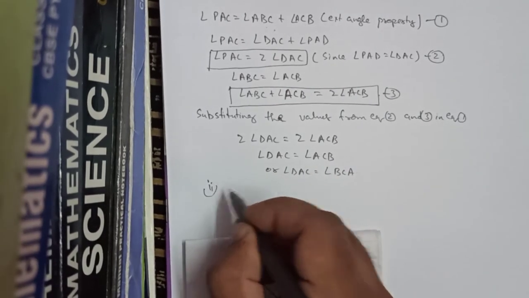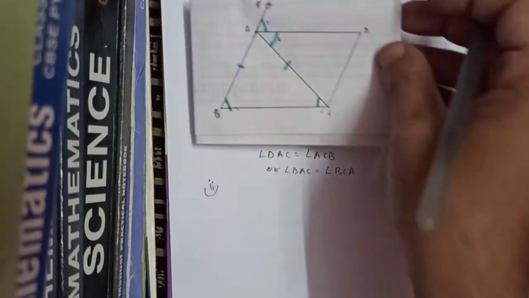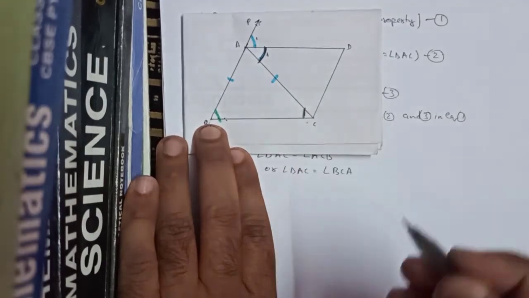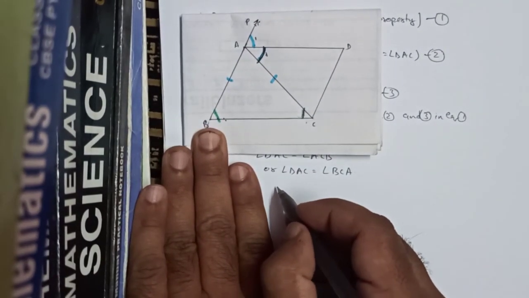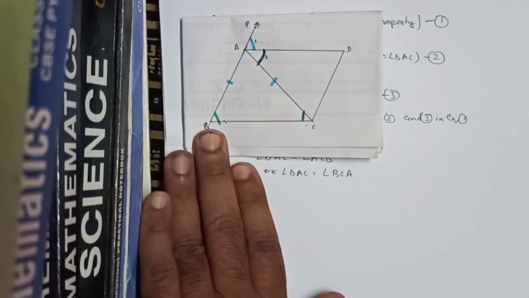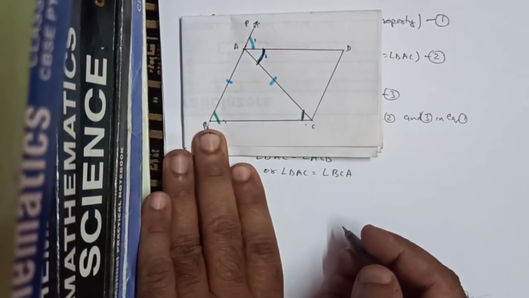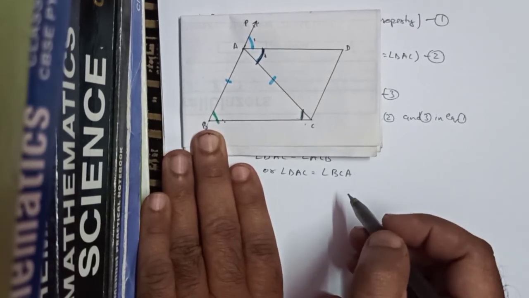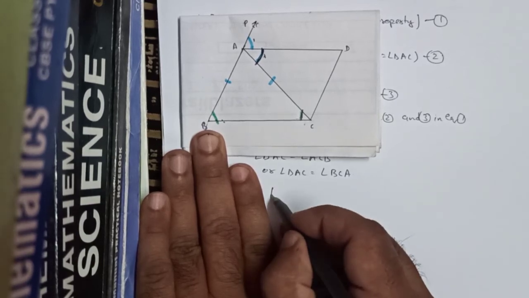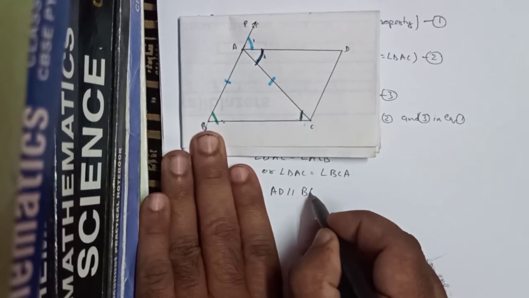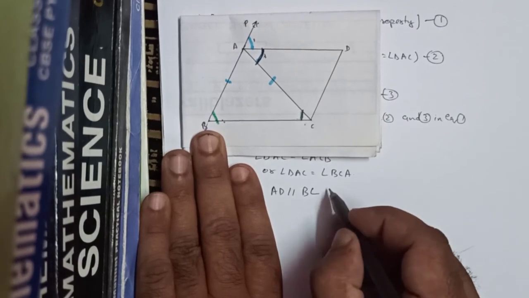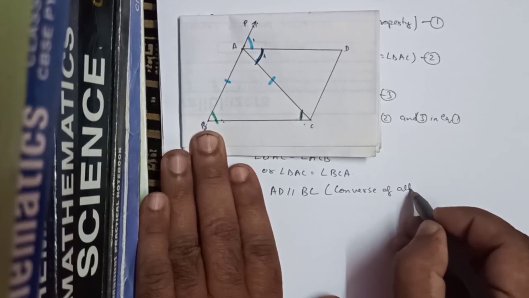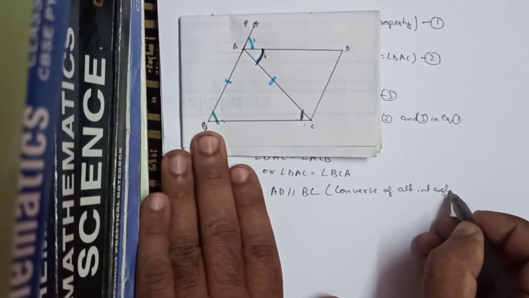Second part, we have to prove that ABCD is a parallelogram. So by converse of alternate interior angle theorem, if this and this are equal, ABCD is a parallelogram. DAC and BCA are alternate interior angles. So AD is parallel to BC. Why? Because by converse of alternate interior angle theorem.